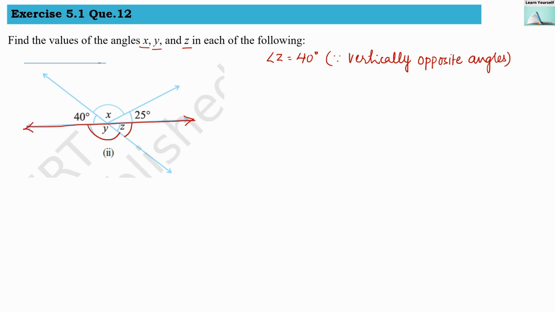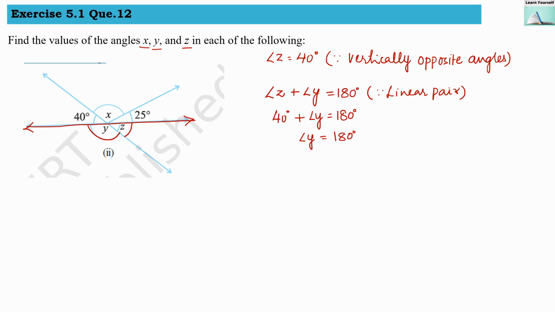These two angles are on a straight line, so that's why they are forming a linear pair. And because of that, the summation of their measure will give us 180 degree. We know that angle Z equals 40 degree. So from this we can find out the measure of angle Y, that is 180 degree minus 40 degree will give us 140 degree for angle Y.